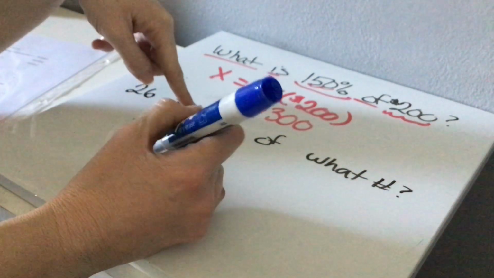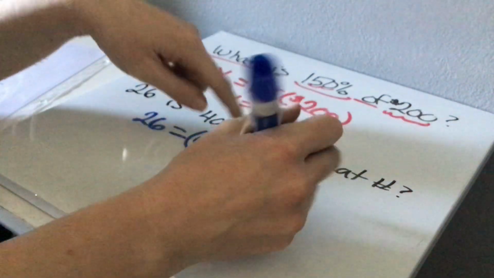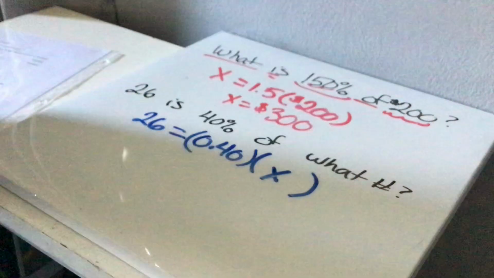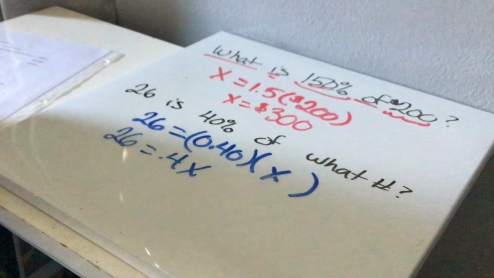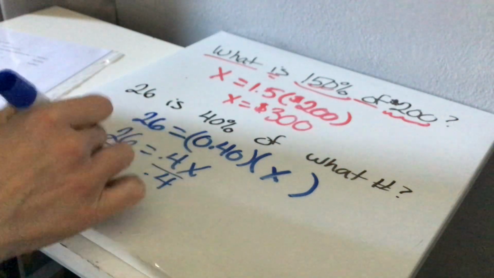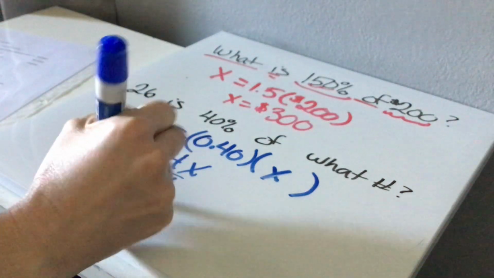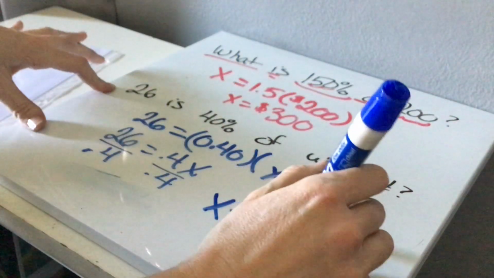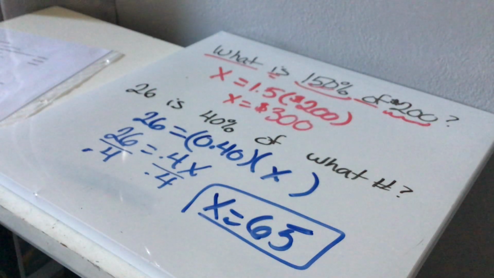40% as a decimal, you need to move it over 2 places to the left, so we would get 0.4. Of means to multiply, and then what number? We don't know, so it's our variable. So 26 equals 0.4x. To get x by itself, we're going to divide by 0.4. So 26 divided by 0.4 is 65. And there aren't units, it's just a number, so we're fine leaving that as just a number. So 26 is 40% of 65.